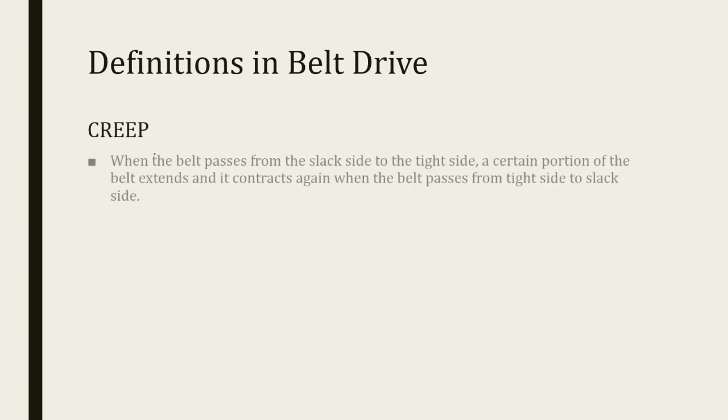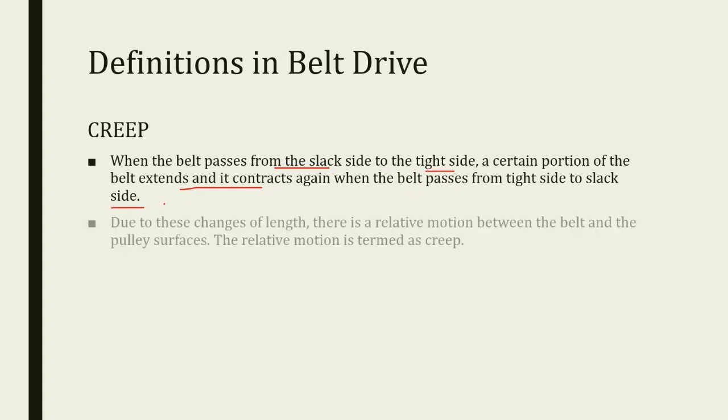The next definition is creep. So when the belt passes from the slack side to the tight side, a certain portion of the belt extends, and it contracts again when the belt passes from tight side to slack side. So generally what happens is, when there is continuous motion between two pulleys, that is the driver pulley and the driven pulley, the belt which is mounted on the pulleys might have certain changes which arise due to the pull and push, that is the contraction and then the expansion taking place in the belt.